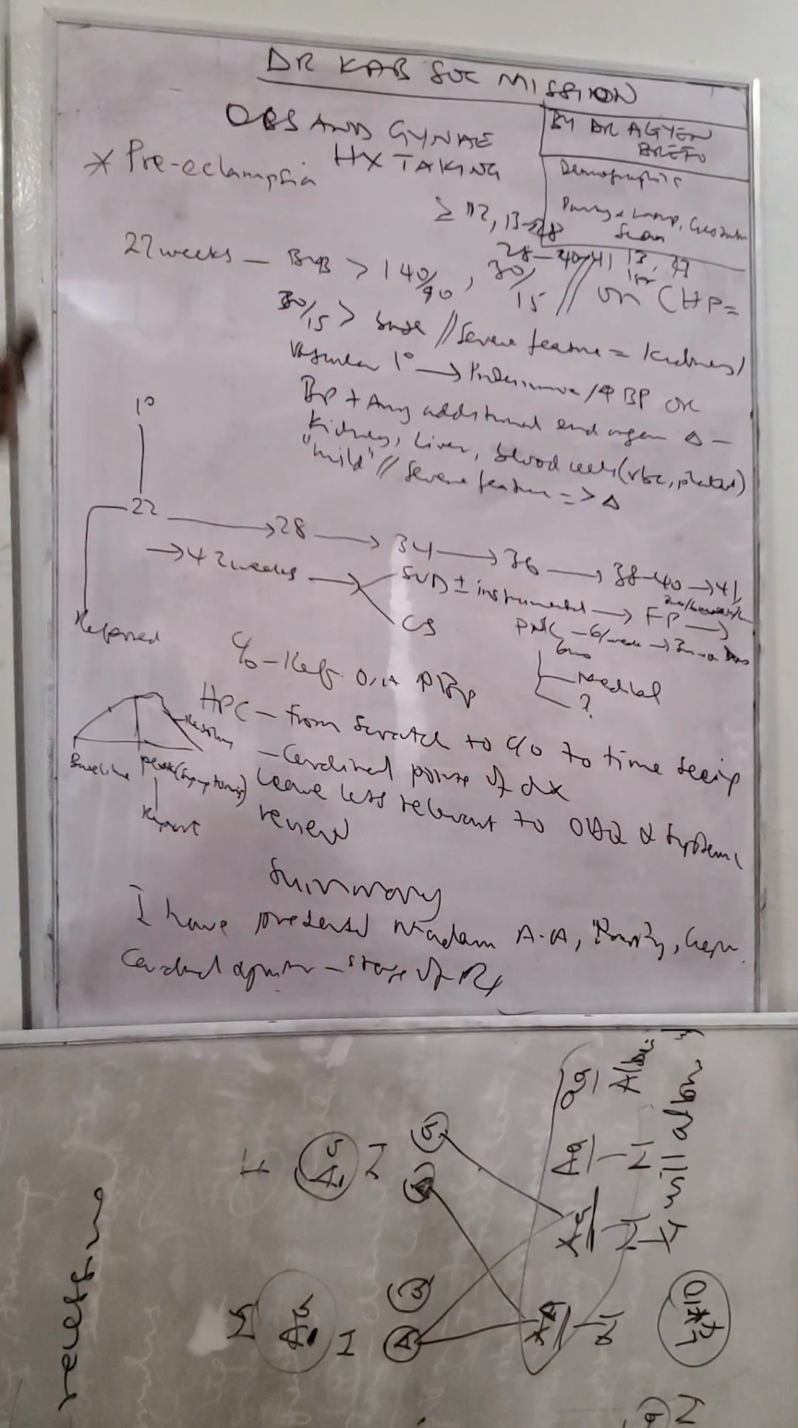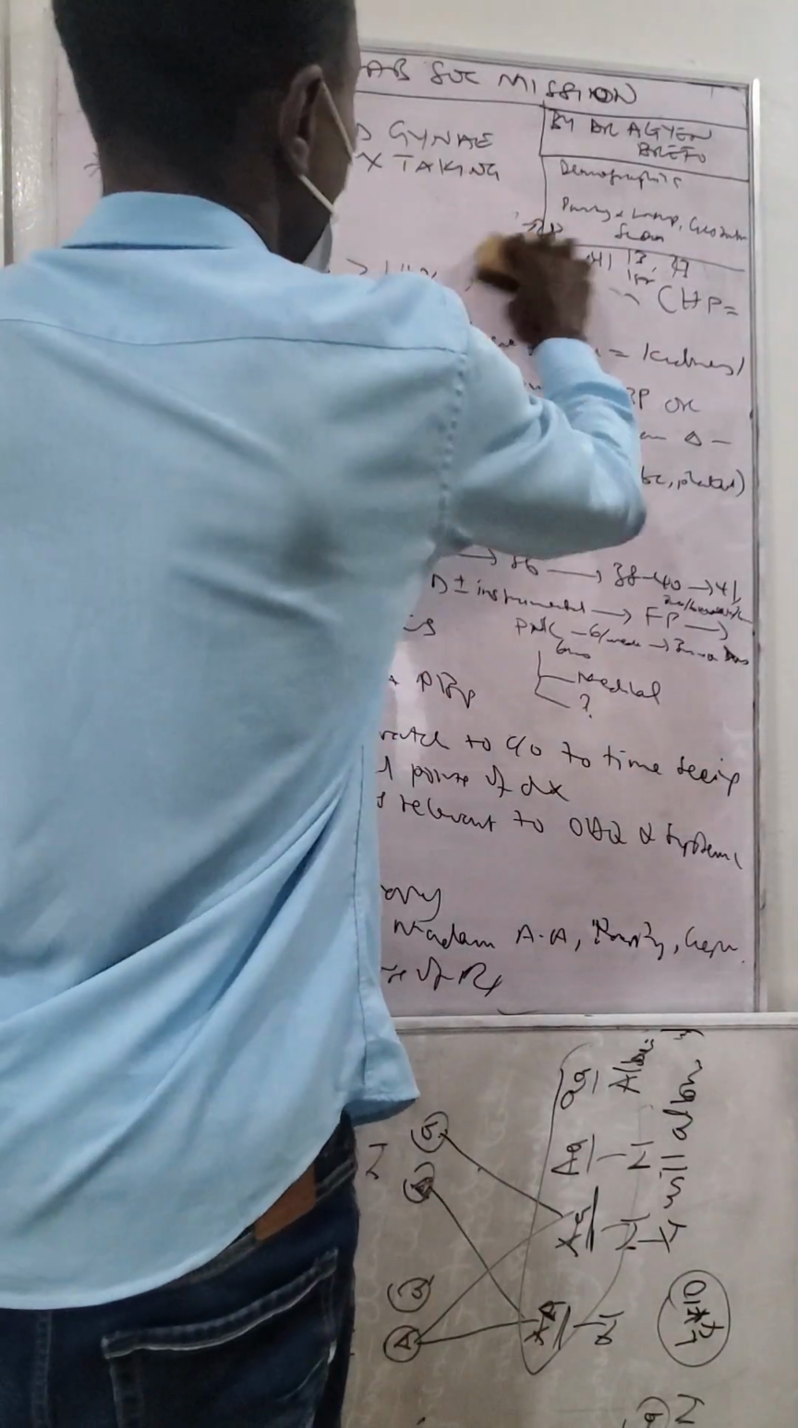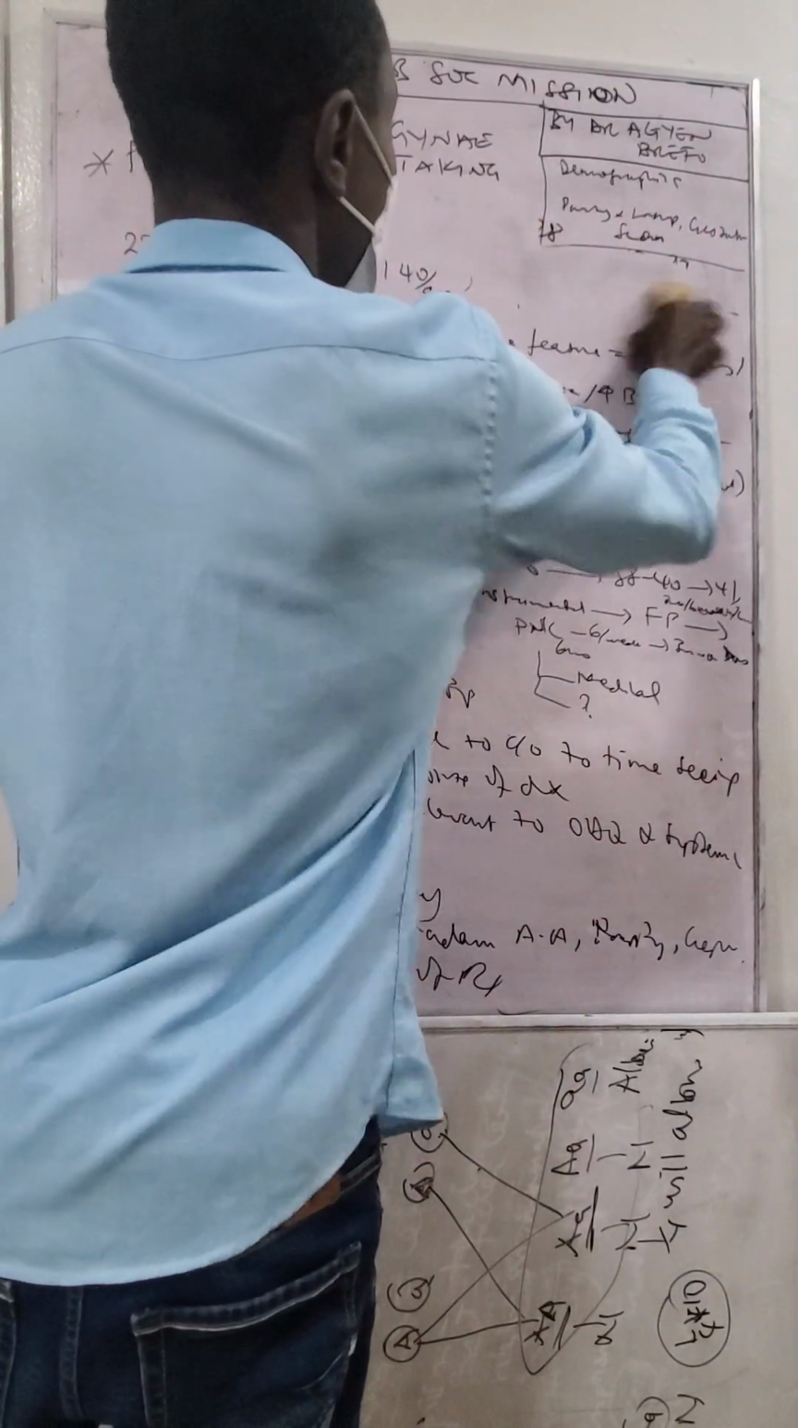So 13 to less than 28, and then from 28 and beyond is your third trimester. You can also use the rule that every 13 weeks is the equivalent of a trimester. Let me put it this way. Write it well so that you get it.